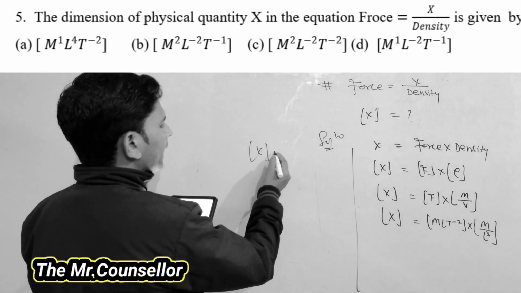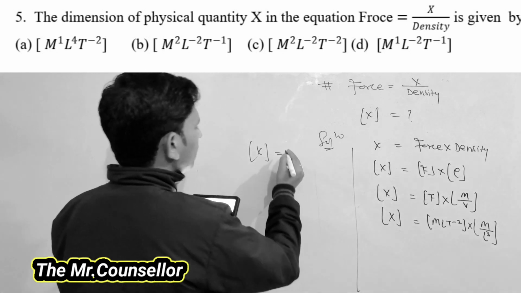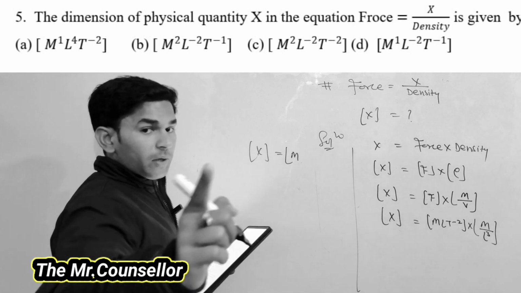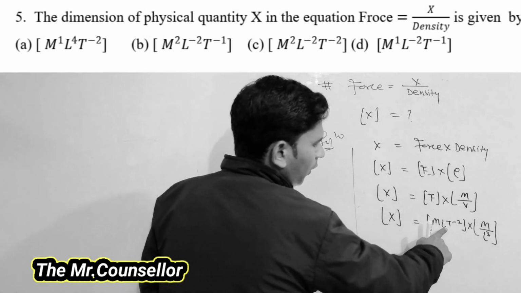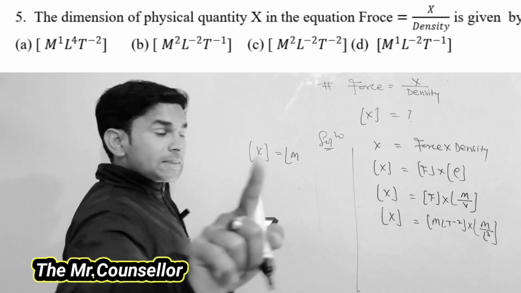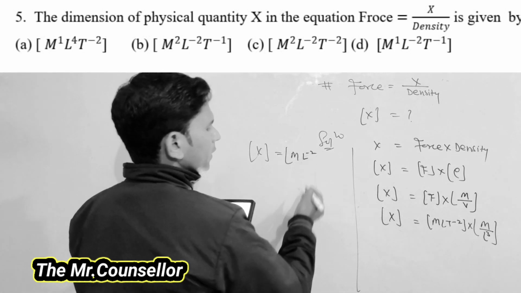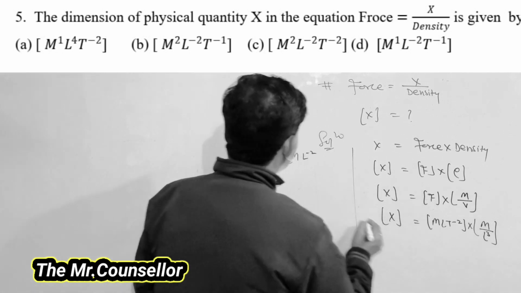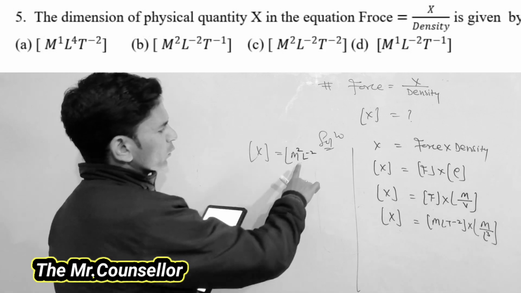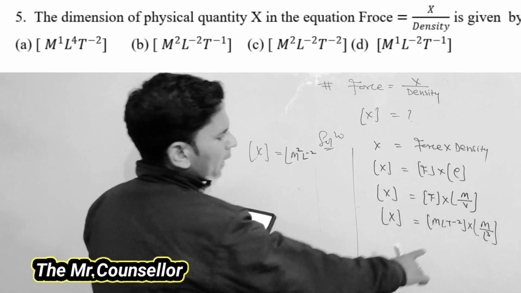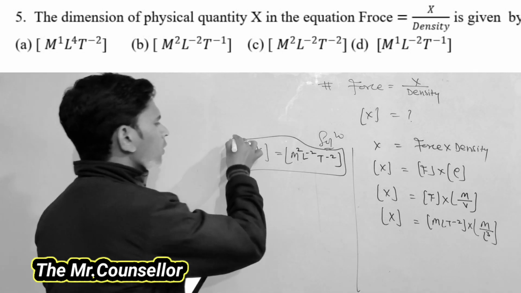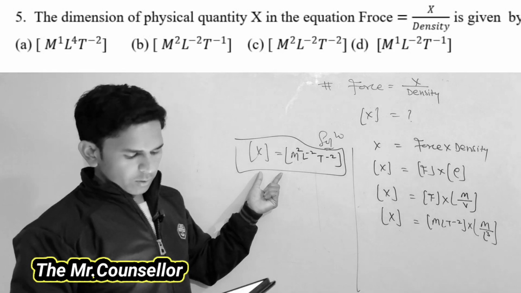The dimensional formula of x is equal to M, and L cube will come upside, so L^-3. L is already there, so L^1 times L^-3 gives L^-2, and M square. Is it okay or not? Sure? Okay. So M^2 L^-2 and T^-2. Is it okay or not? Now match the options for the dimensional formula of x.